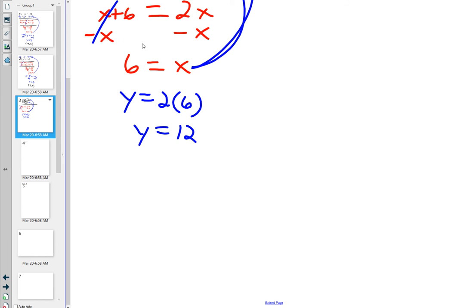Sarah, what ordered pair would these two lines cross at? Shh, Sarah. Jonathan, stop tripping. Tough one.